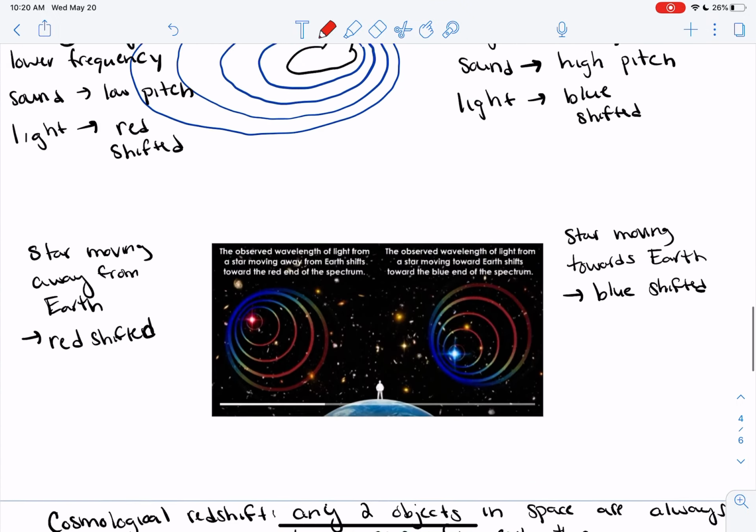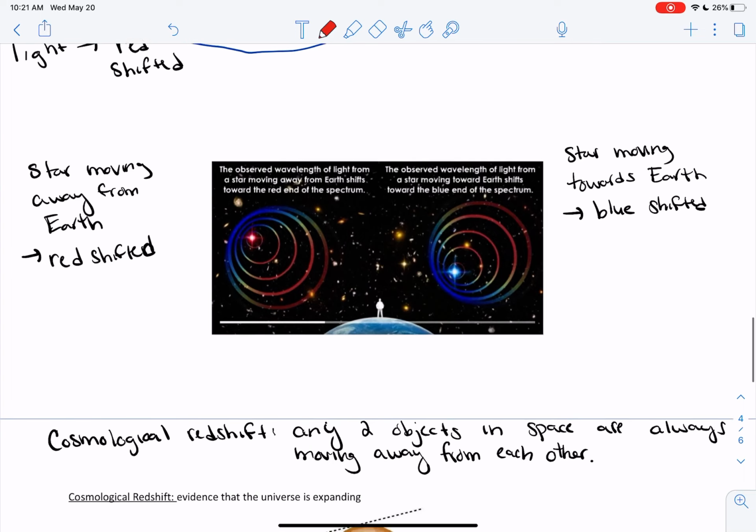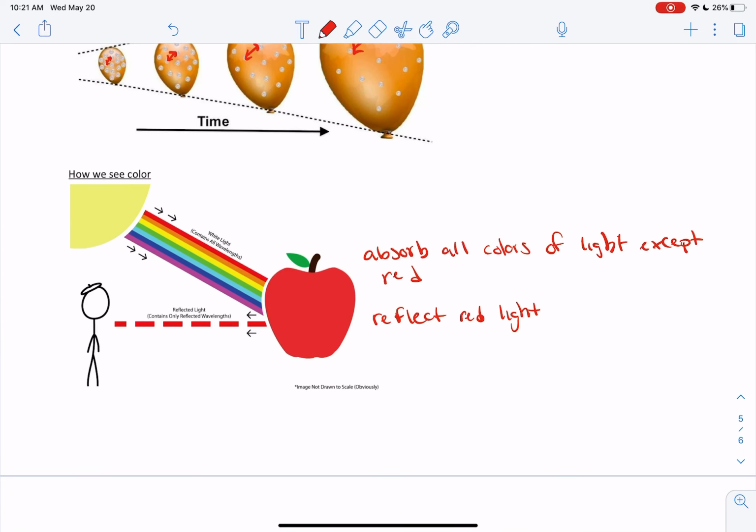So from today, what we need to know is how light is applied to the Doppler effect, and we can determine if a star is moving towards us or away from us by determining if it is redshifted or blueshifted. We need to understand that cosmological redshift is evidence that the universe is expanding. And we need to understand how we see light, and that all of the colors of light are absorbed except for one, which is reflected to our eyes, and that is how we see color.